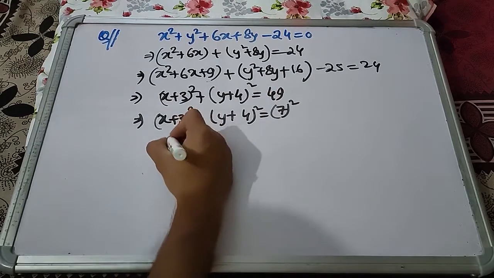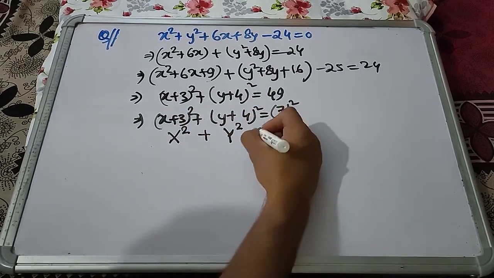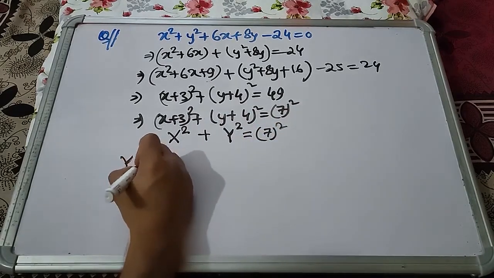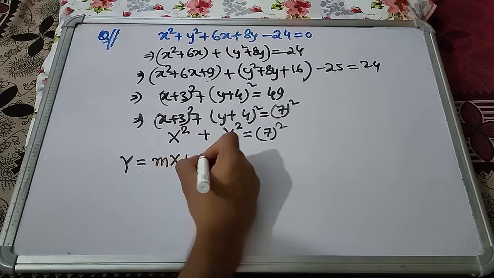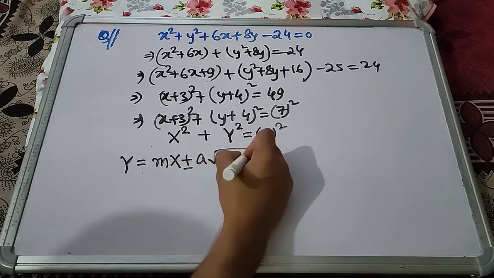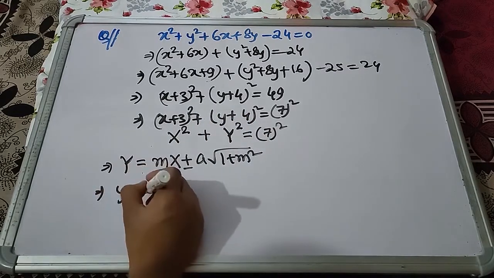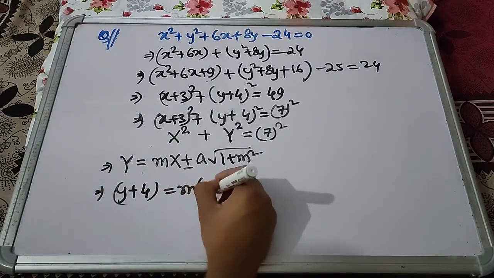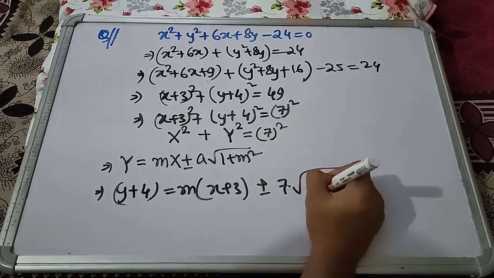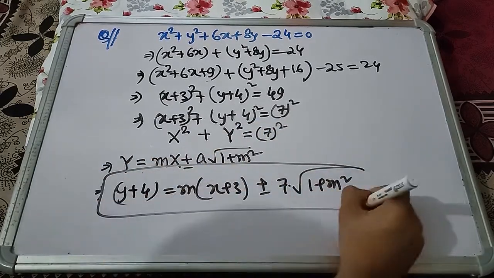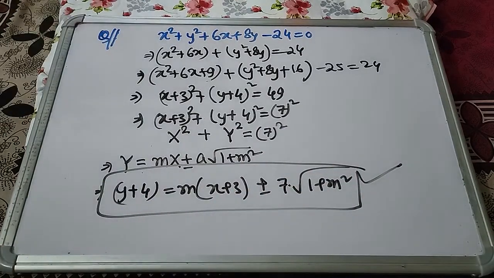So if you take this as X square and this as Y square equals 7 square, what is the equation of the tangent? I mean, Y equals mX plus minus a into root under 1 plus m square. Now replace capital Y with small y plus 4 and capital X with x plus 3: y plus 4 equals m into x plus 3 plus minus a, which is 7, root under 1 plus m square. This is your equation of tangent for this given equation of circle.